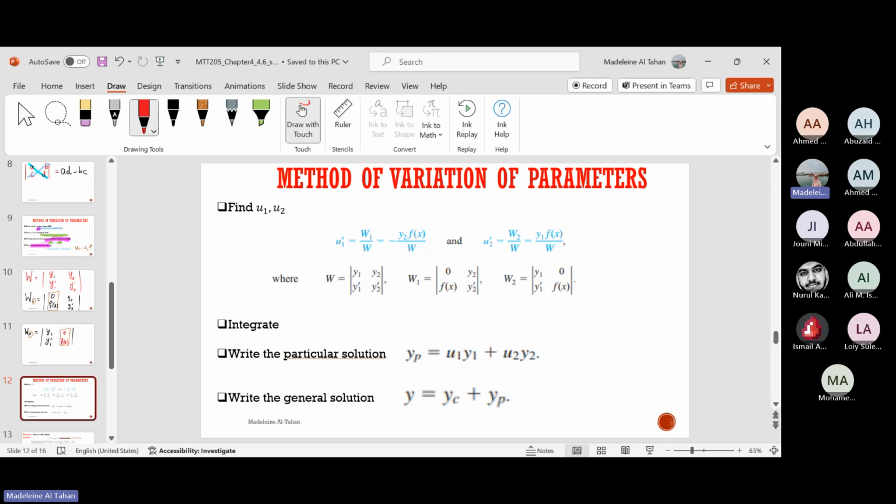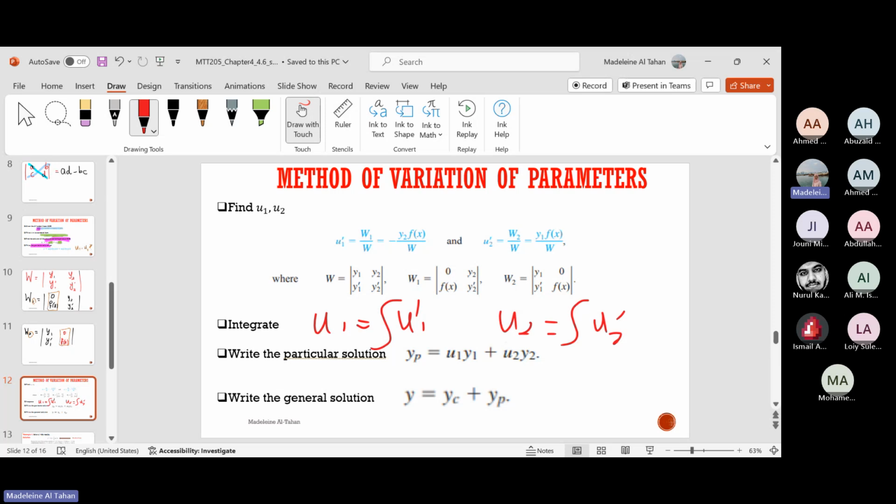Okay, miss? So we found W1, W2. U1 logically depends on W1, and U2 depends on W2. So U1 prime is W1 over W, and U2 prime is W2 over W. If we have U1 prime, U1 will be the integral of U1 prime. And U2 will be the integral of U2 prime. We found U1, U2. We will substitute in the particular solution and then get the general solution as the homogeneous part plus the particular solution.